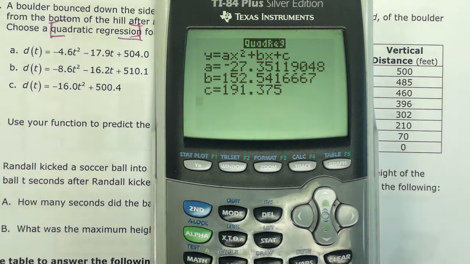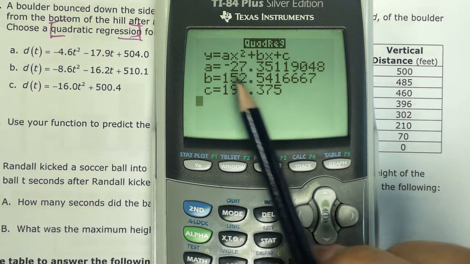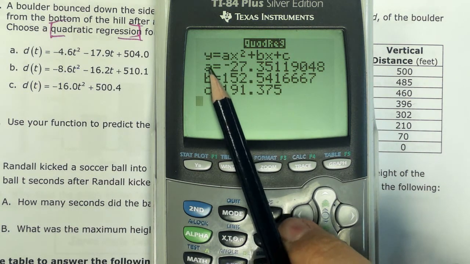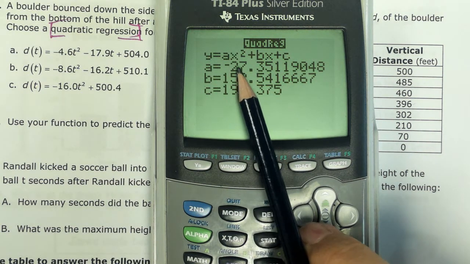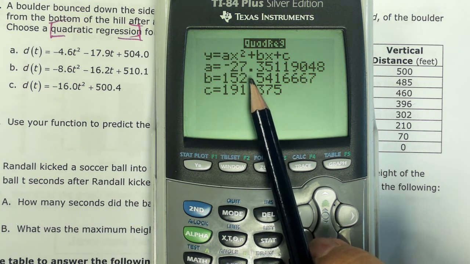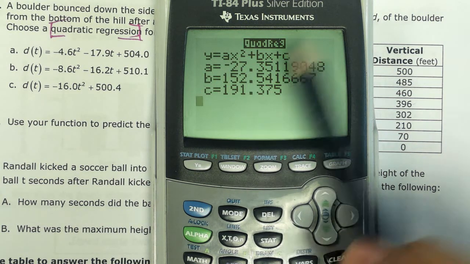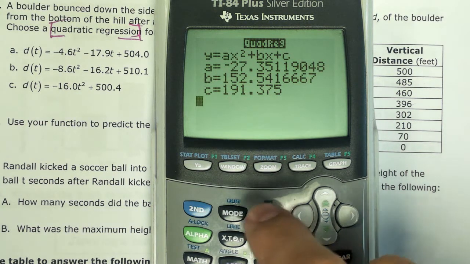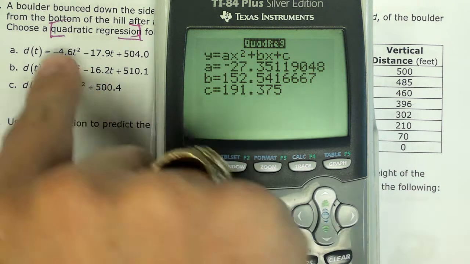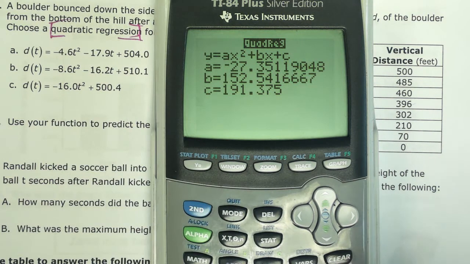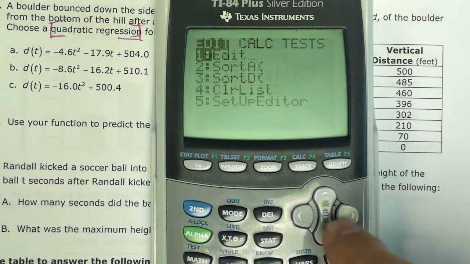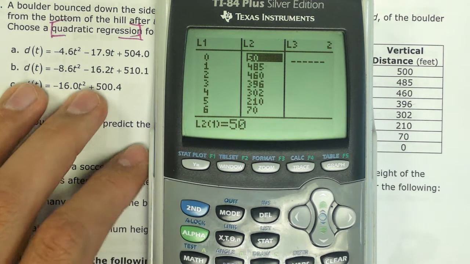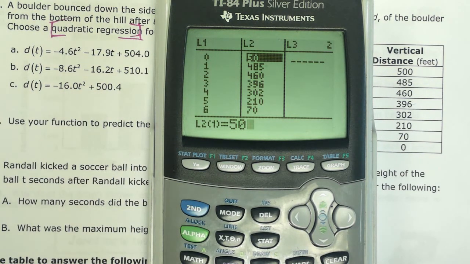My equation is a quadratic, and this is the key for it. This tells me A is negative 27. Ooh, I messed that up. That means I put my data in wrong. Let me go to my data, check it out. It doesn't match any of these over here. So let me check what I messed up. Oh, that first one says 50. It should be 500.